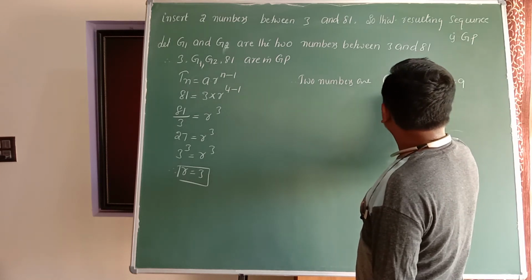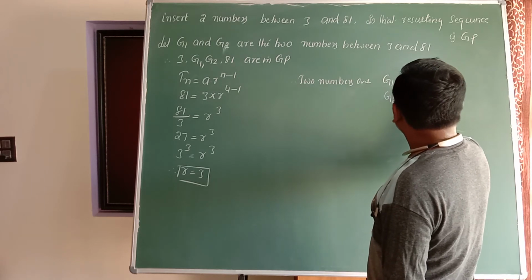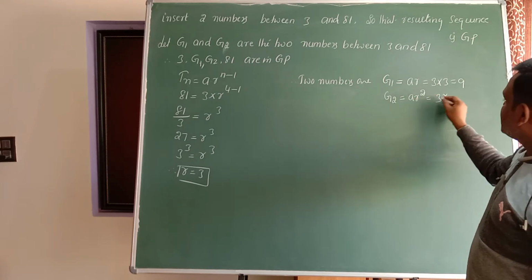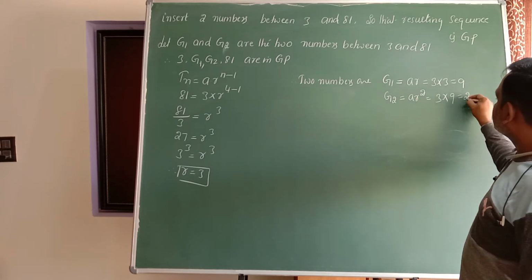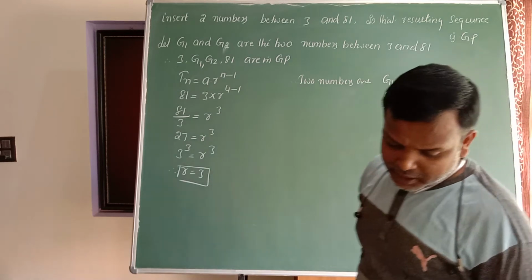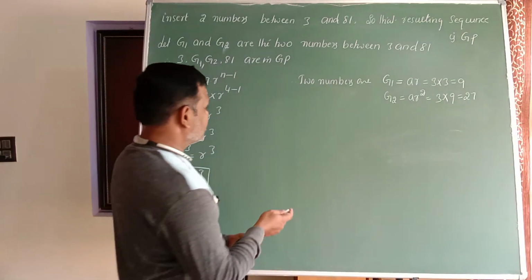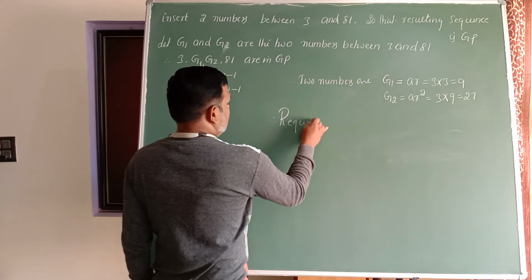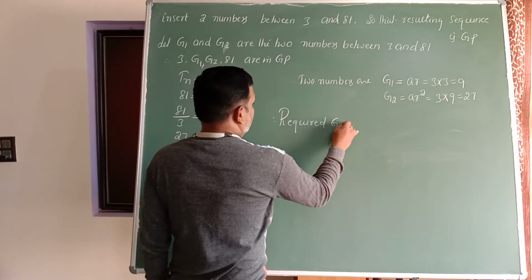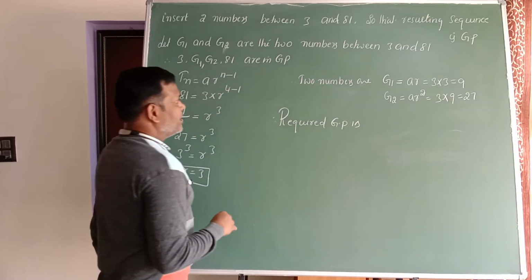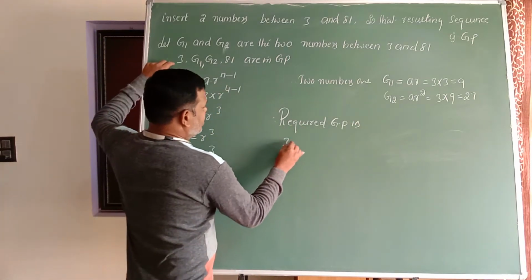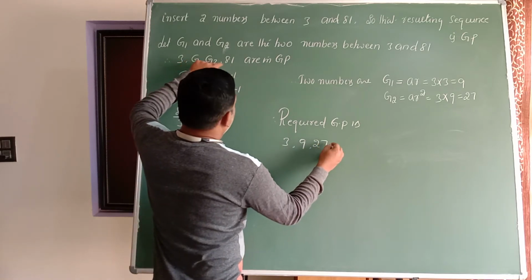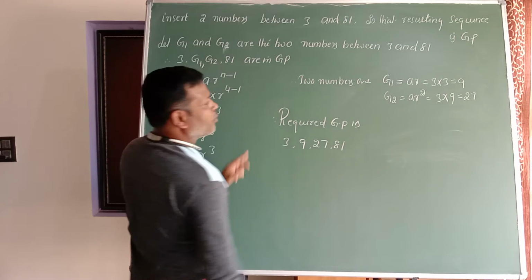Second number is G2. That G2 is given by A R square. That is equal to A is 3 into R square, nothing but 3 square. What is 3 square? 9. That is equal to 27. That's my point. Therefore, we can conclude that the required GP is, look at my question. Required GP is, what is the first number? 3. What is G1? We found that 9. What is G2? 27. What is the last number? 81.